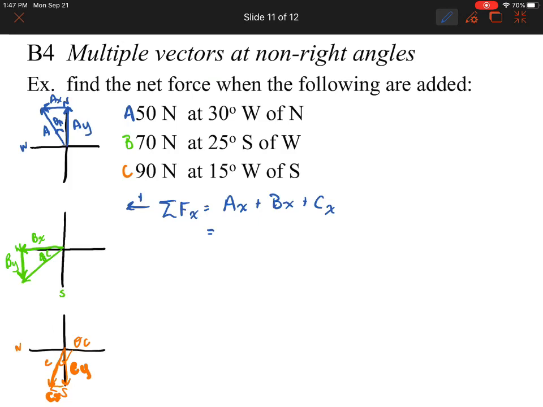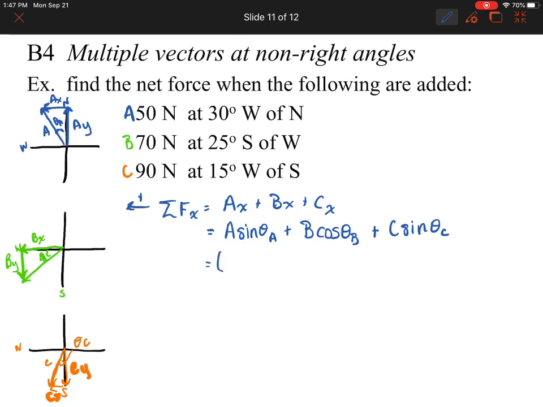Okay, how do we get A in the x direction? So if it's on the opposite side of the angle, you multiply it by sine. If it's on the adjacent, you multiply it by cosine. So here for A, it's on the opposite side, so that's gonna be A times sine of theta. B, x is on the adjacent side, so I'm gonna multiply that by cosine of theta. And then C, x is on the opposite side again, so I'm gonna multiply that by sine of theta.